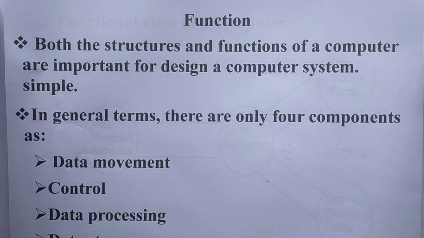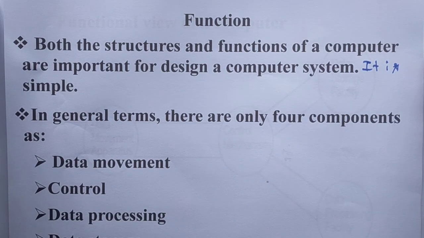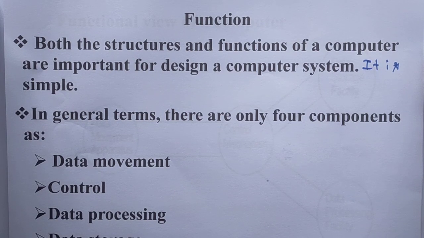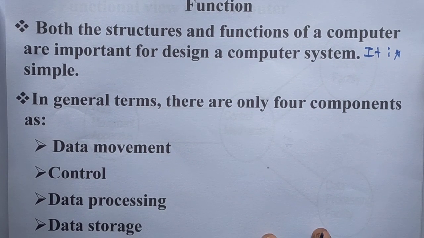Next we come to function. Both structure and function of a computer system are the most important parts of this computer system. And in general it is also very simple. Internally some design is there, but we don't go through it deeply because it is an electronic concept. Since it is electronic devices, we don't go through that, but we discuss overall how the different functions and structure are useful in a computer system.